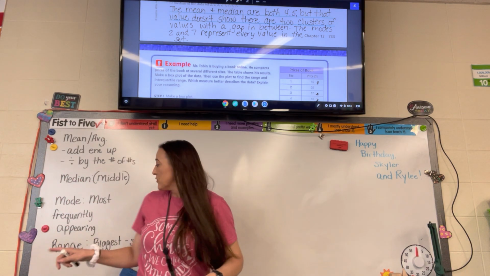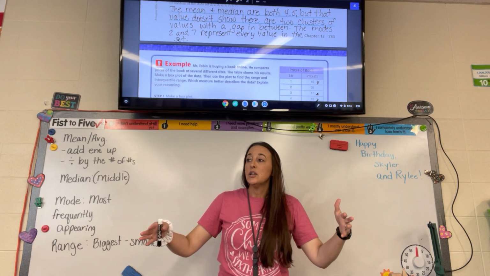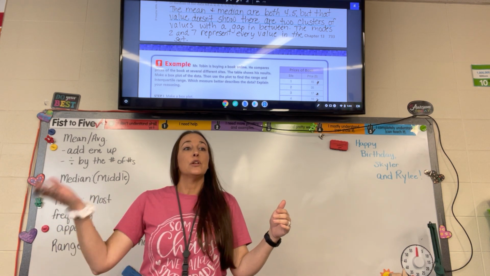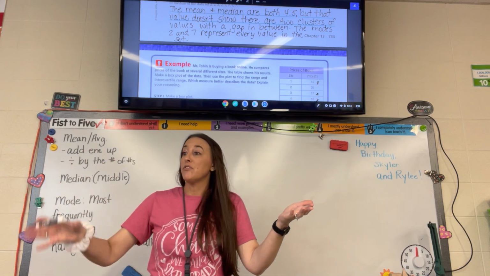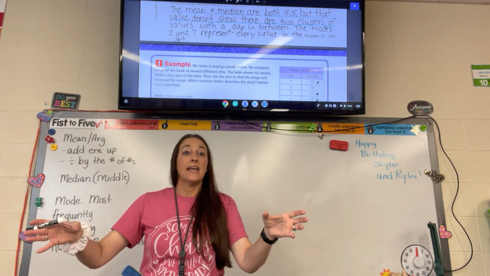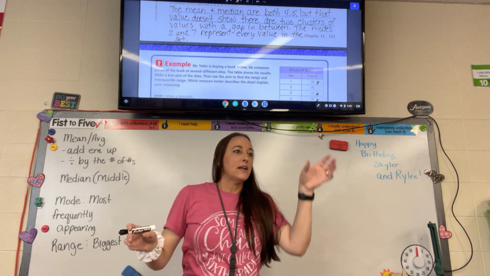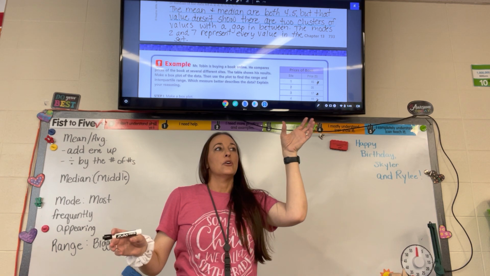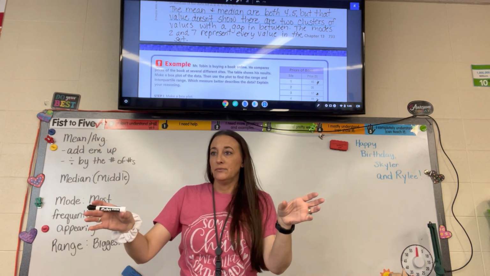So you guys know what the range is, the biggest minus the smallest. Do you remember yesterday when we were doing box plots, how we found the lower quartile and the upper quartile, the center of the first half and the center of the second half? The interquartile range is the upper quartile minus the lower quartile.